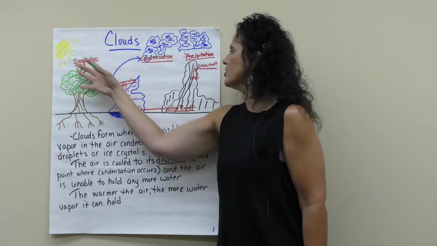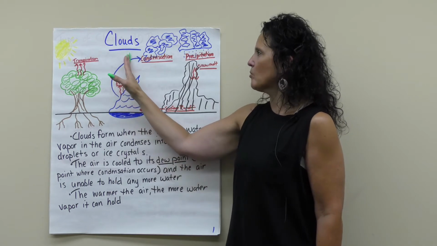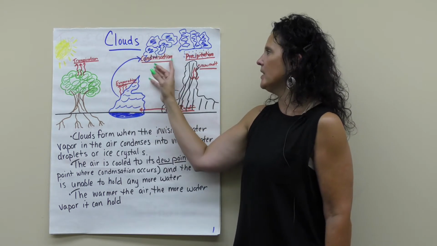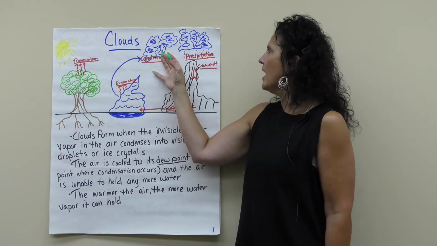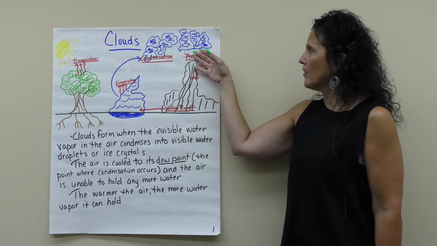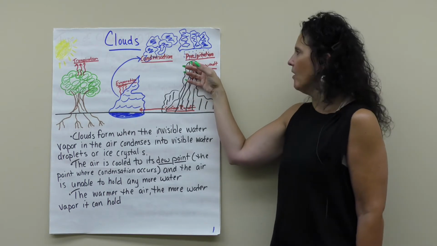And then over here is kind of like a lake, or some kind of body of water. And as the sun shines down on it, we have evaporation. The water goes up as water vapor into the atmosphere where it condenses. And the part condensation is how we get the clouds. And then once the clouds get so full of condensation, then we have precipitation, right? Sleet, snow, rain, hail, things like that.